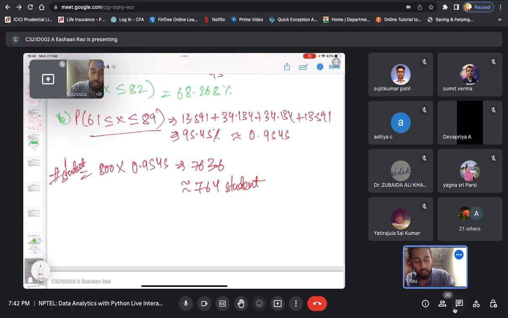Okay, so this is one way of solving. We are just using the graph directly to find certain values. Based on this, we get the probability, and from the probability, we solve the question.